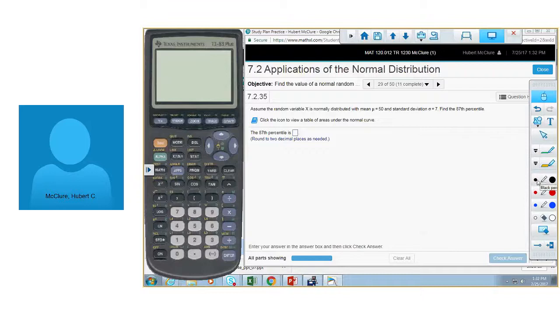Okay, let me draw you a picture. See if you can find the 87th percentile without using the calculator. Just see if you can find it.